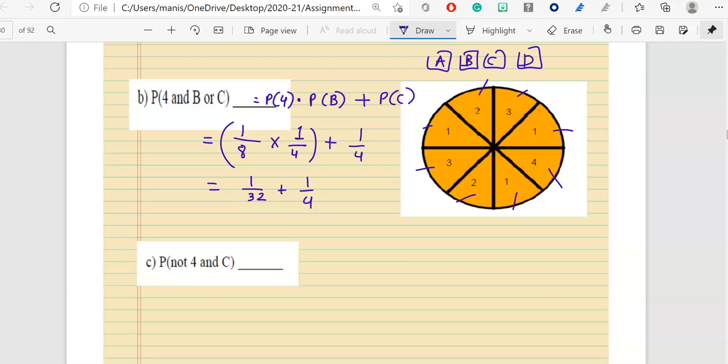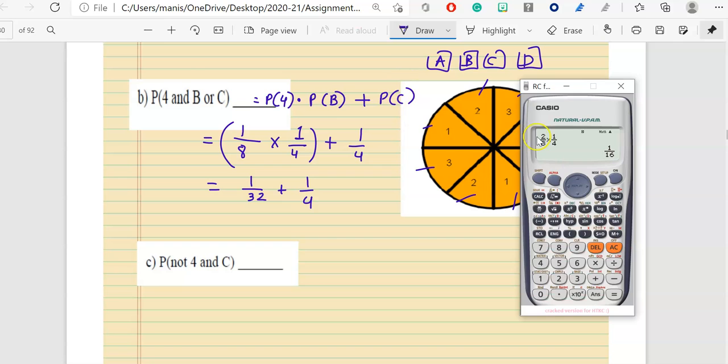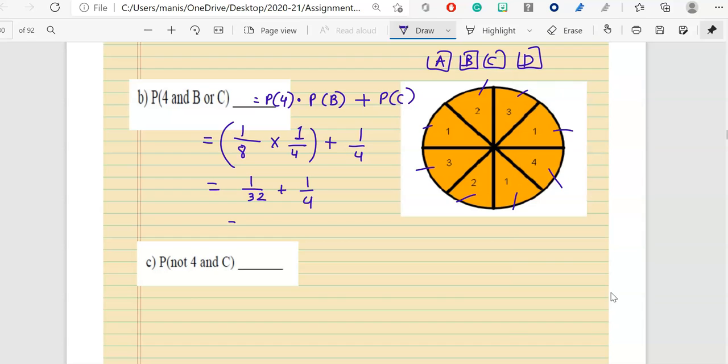After this, I will take my calculator. So let's see this. It is 1 over 32 and plus sign 1 over 4. Your life is getting easy if you're using a calculator, and 9 over 32 is the required probability. So my answer is 9 over 32.